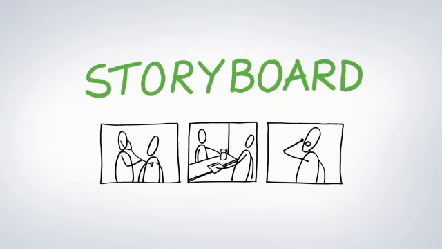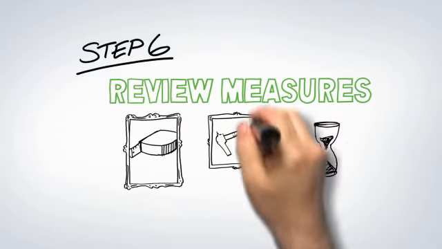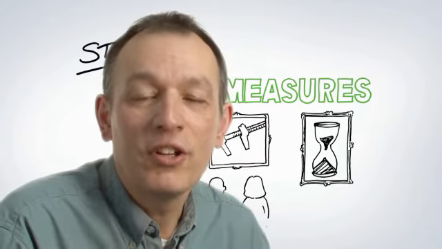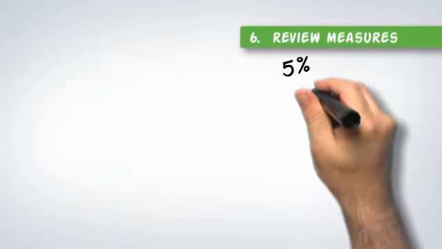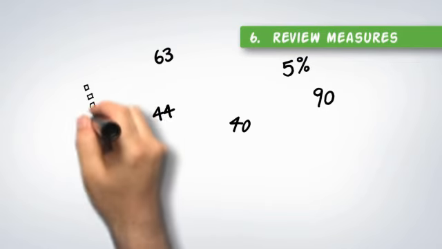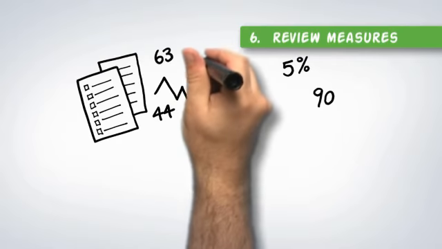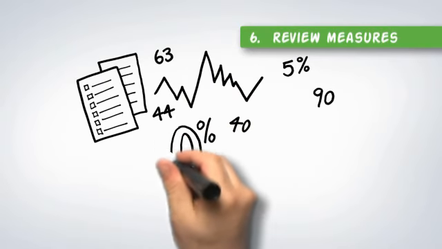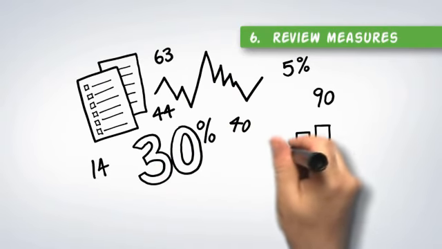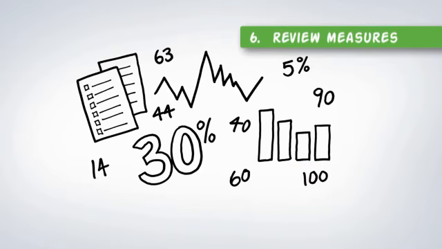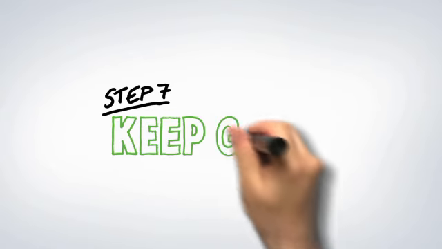Step 6, review measures. The purpose of collecting our data is to help us make better decisions. That doesn't happen by chance. We need to make time as a project team to look at our data regularly and decide what to do next. Are we getting the outcomes we're expecting? What is the data telling us about changes, good or bad? And finally, so what do we now need to do? Step 7, keep going.